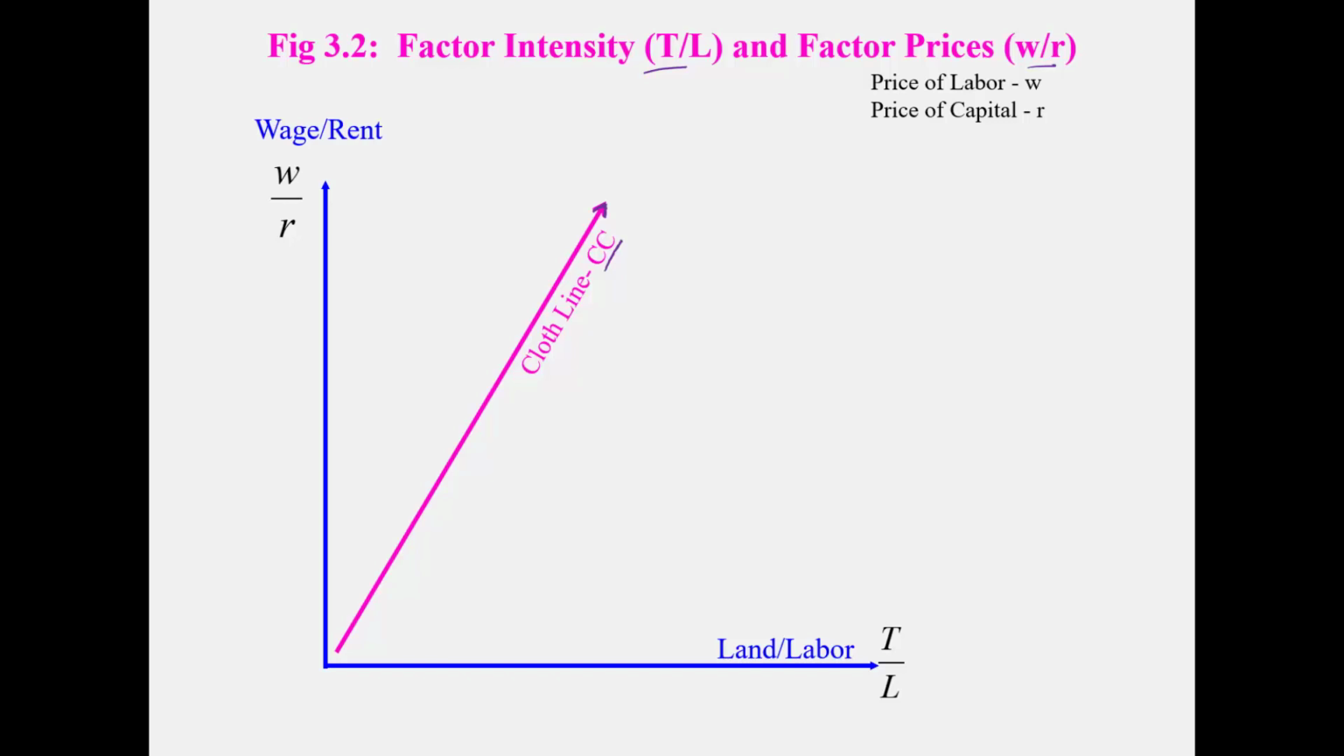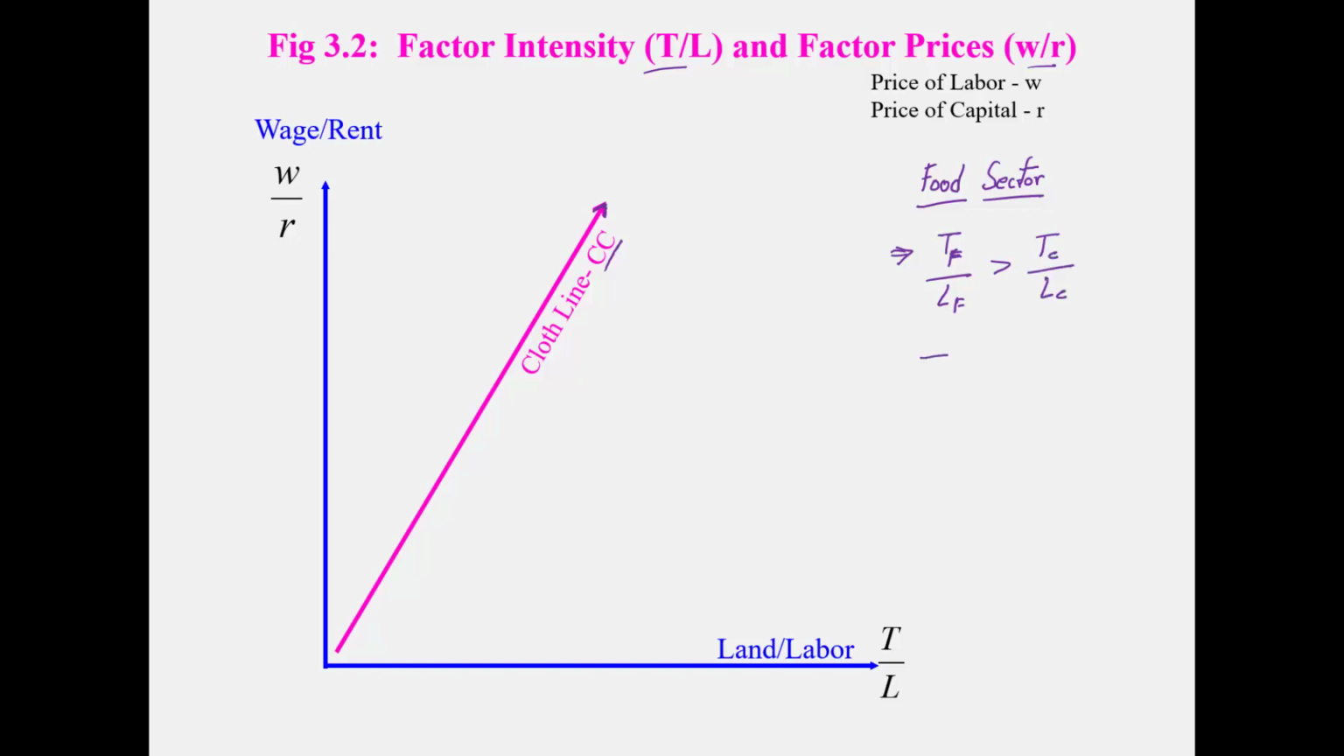Now we need to draw another line, and this time for the food sector. But before we draw that line, we need to make sure that we are satisfying all the assumptions that we had made earlier while setting up this model. The specific one that we need to be concerned about here is the factor intensity. We assumed that the food sector was relatively more land intensive than the cloth sector.